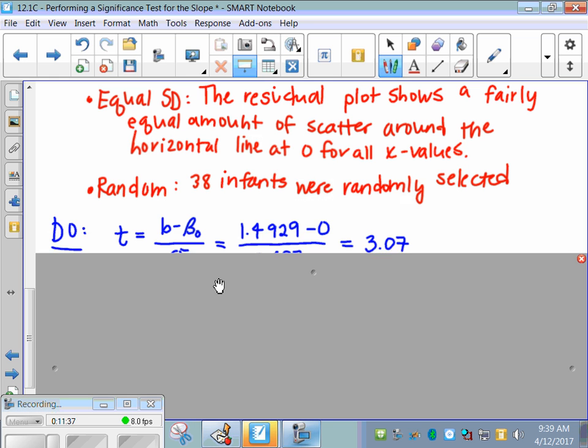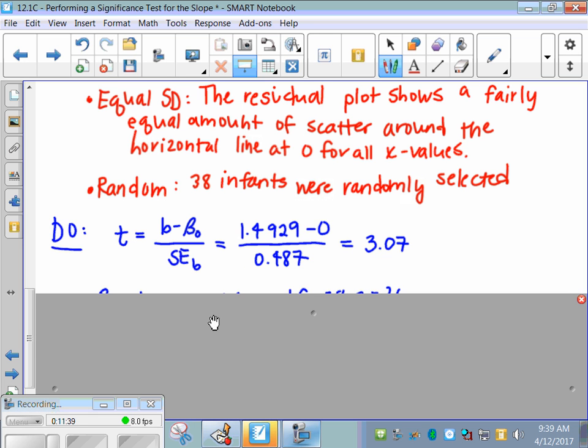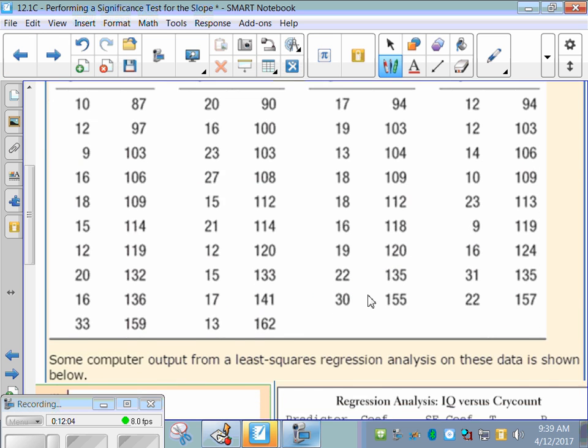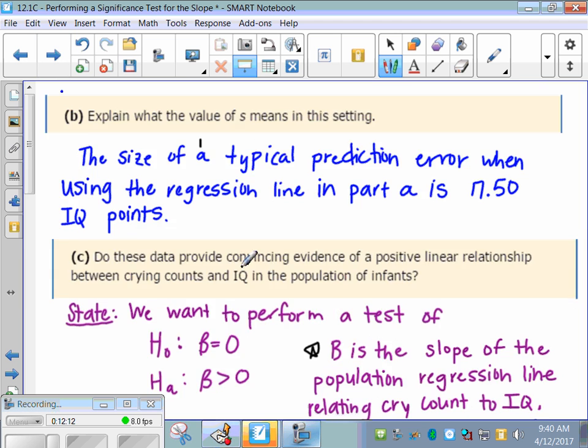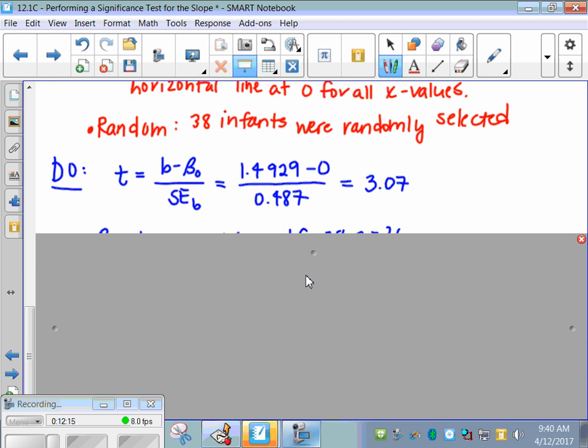So what you need to show for the do part is this. There's your t equals b minus b null over SEB. I want to see the numbers that you plugged in. Where did we get this b from? The slope from Minitab, okay? That 1.4929 minus 0 over SEB, not S. So where do I get the 0.487 from? That would be right here, SEB, 0.487. Everybody got that? Plug it into your t value, you get 3.07.